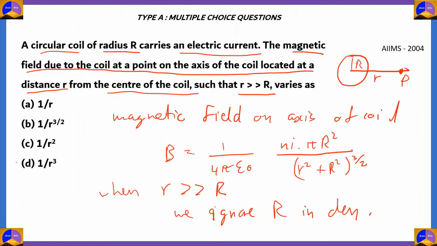Therefore, option D is the right option because there's a square inside the bracket and there's a 3 by 2 outside. So both the 2's get canceled because we can do exponents the same way we do fractions. So we'll get small r the whole cube, as r is the order of the displacement between the point and the circular coil along the axis of the center. So B is proportional to 1 by r cubed.